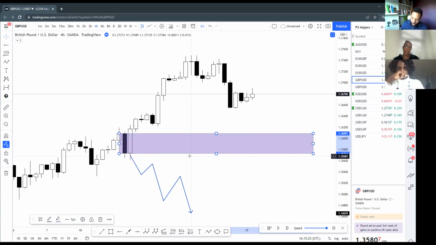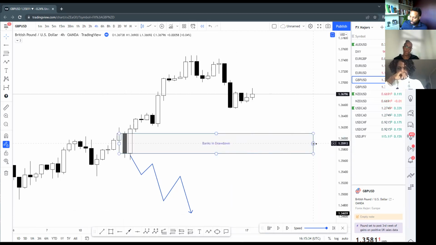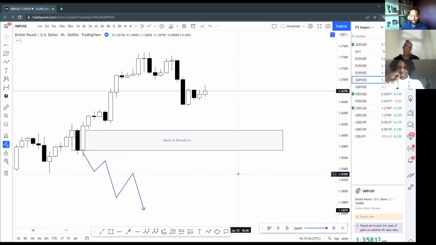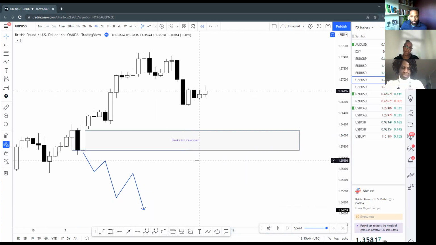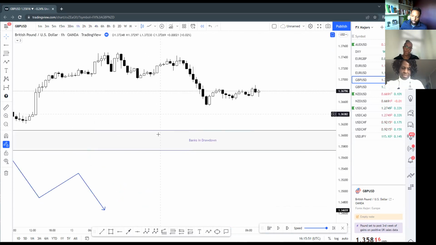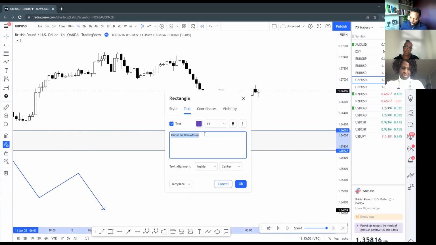And so we can look at this here. I've even got a template for it. Banks in drawdown. It's another way of me saying this is an area of interest for me. The banks are in drawdown on this candle. Same thing, the same area of interest. And then we can start to watch it on the lower time frames. Label it: banks in drawdown. This is what I do.